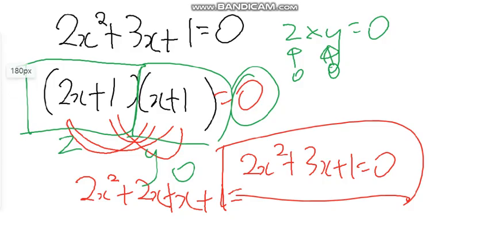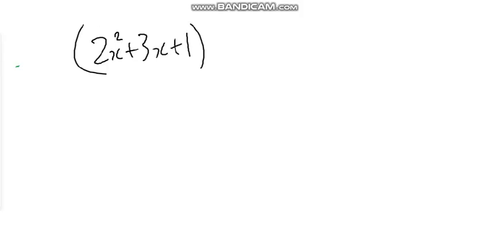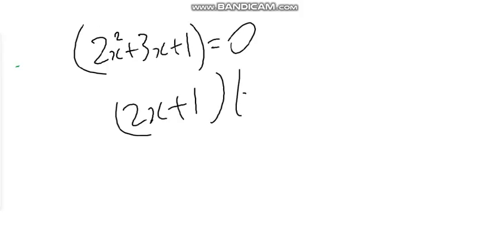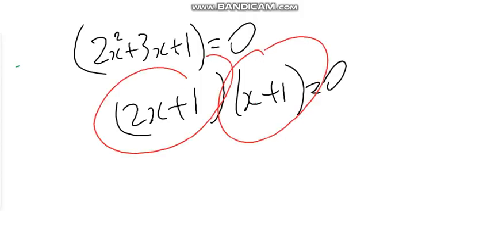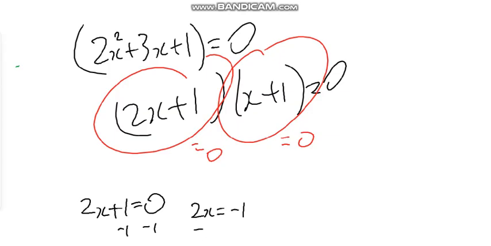Now since it's kind of messy, let's go back to here. Since at least one of these has to equal 0, let's put one of these at the bottom. 2x plus 1 equals 0. You subtract 1 from each side, 2x equals -1. Now you divide each side by 2, which would be x equals -1 over 2.